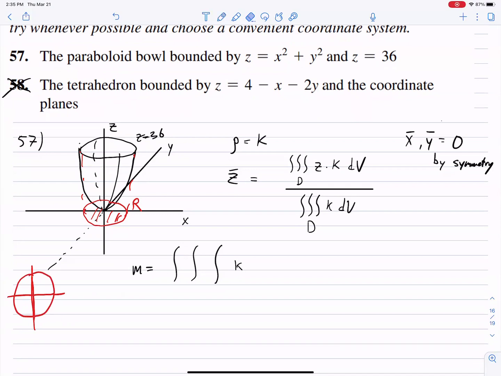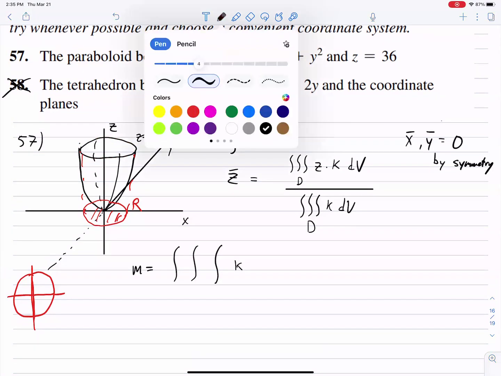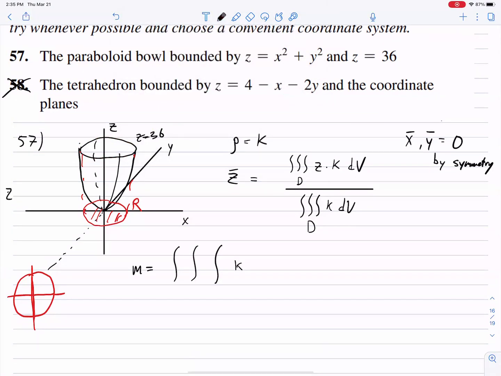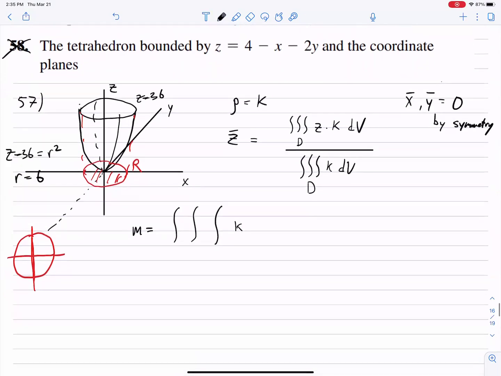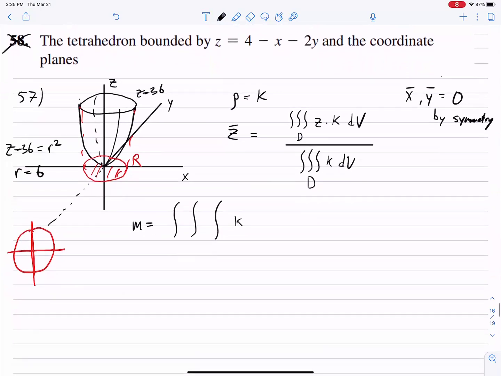Well, because we know that r squared equals z, and z equals 36, so 36 is equal to r squared. We set them equal to each other. So then r equals 6. So it's a circle of radius 6. And so this is 6, 6. That's our region R. So how do we integrate that?